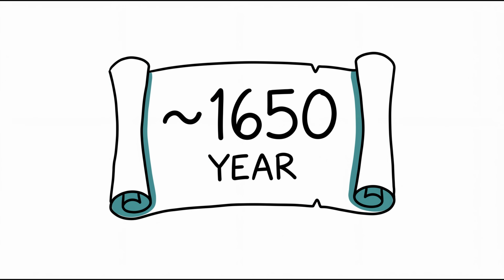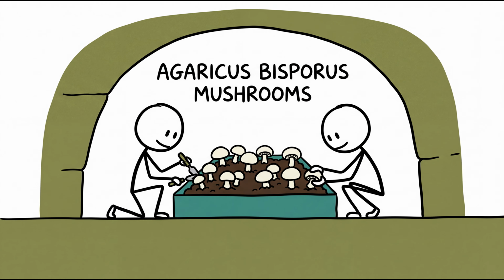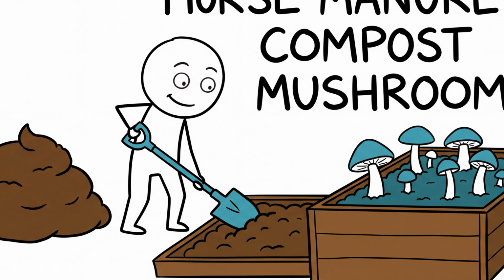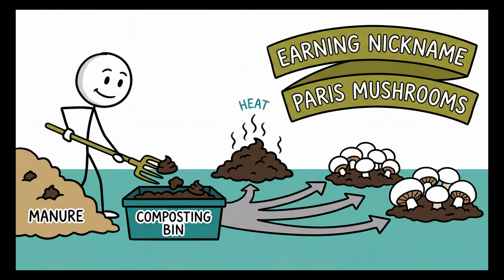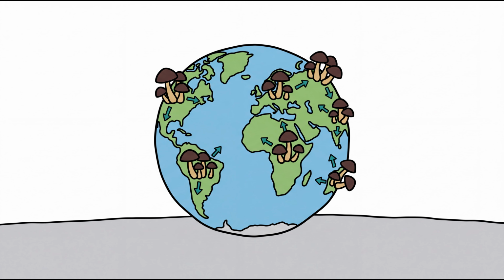Around 1650, French gardeners were cultivating the button mushroom, Agaricus bisporus, in underground caves and quarries near Paris. They used horse manure as compost, earning the mushrooms the nickname Paris mushrooms. The practice later spread around the world.